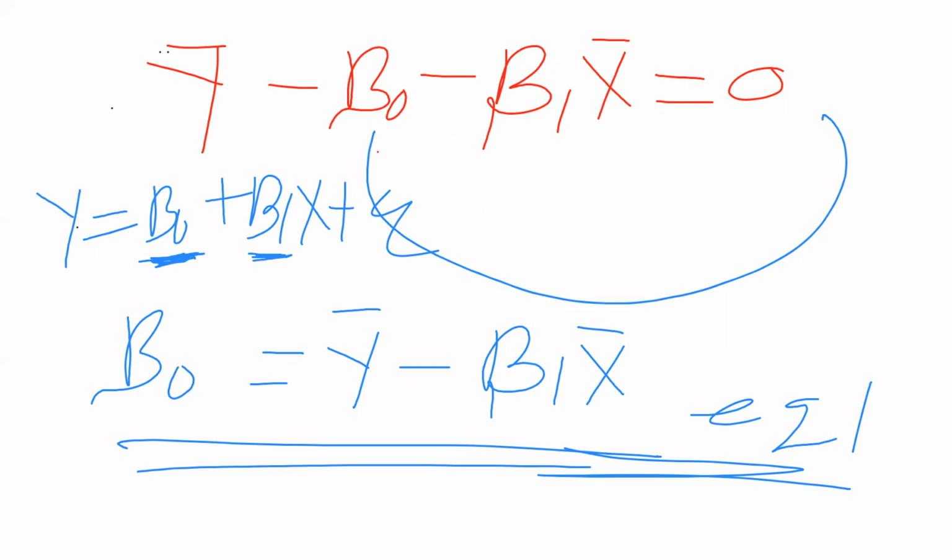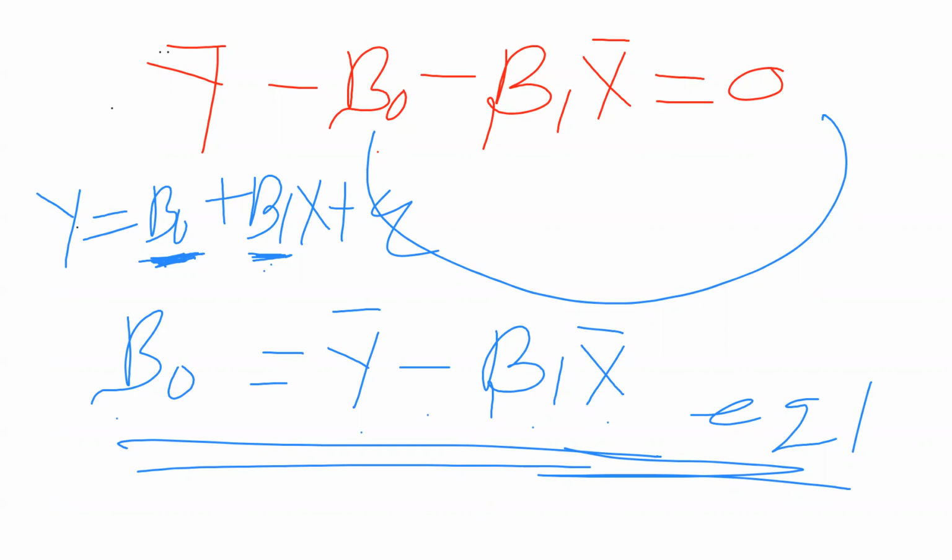To find beta naught, we have said it is the mean of y minus beta 1 times the mean of x. When you compute that, you find beta naught. That's the number you put here. Even for beta 1, I'll show you how to find the number you put here. And then the model will come out, it will be the fitted line.